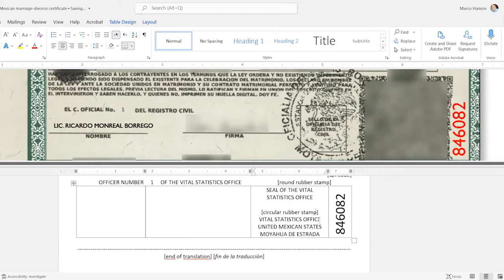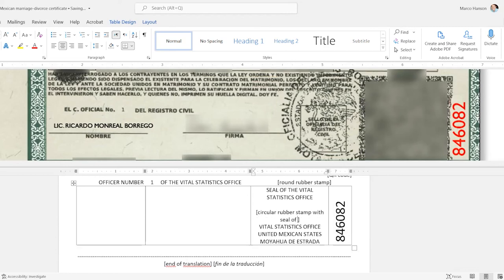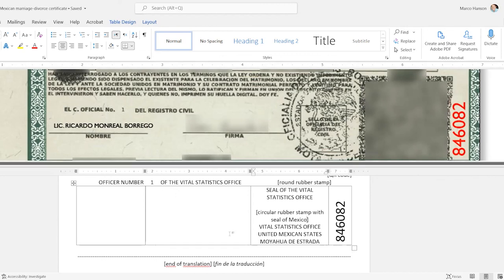Circular rubber stamp maybe with, oops. Control Z. With seal of Mexico. Just mention the eagle and serpent. Do you want me to put eagle and serpent? That's fine. Seal of Mexico. Okay. I like it.